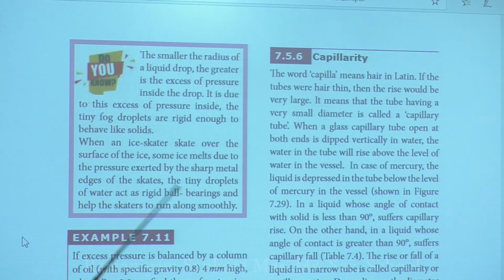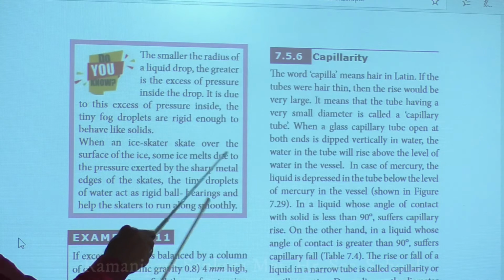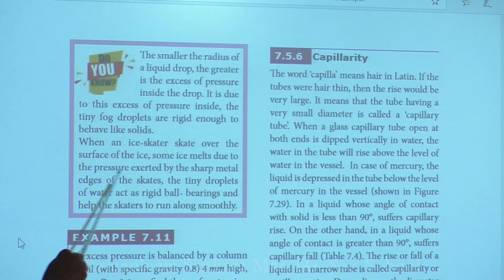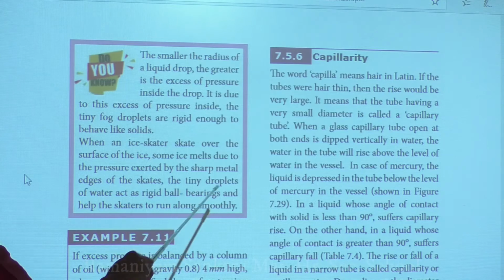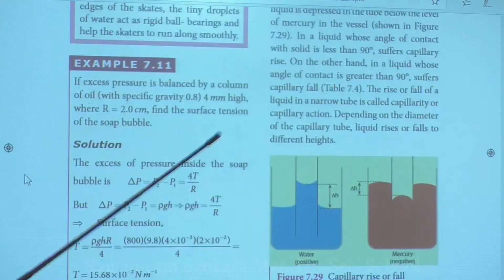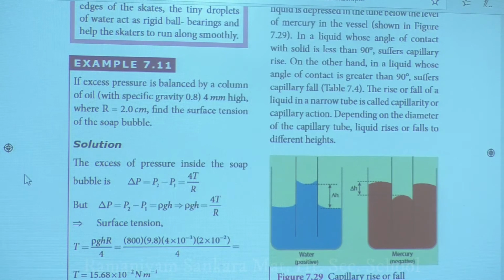In the fog, in the mist, we have pressure. When an ice skater is skating on the ice, over the surface of the ice, some ice melts due to the pressure exerted by the sharp metal edges of the skates. The tiny droplets of water act like ball bearings and help the skaters to glide along smoothly. Remember, that makes a small rolling. Okay, now the problem is very, very important.